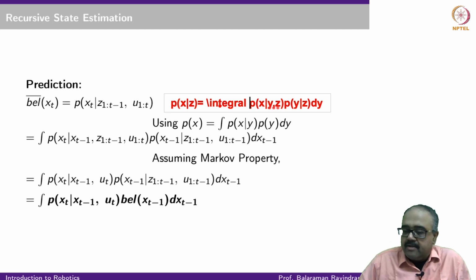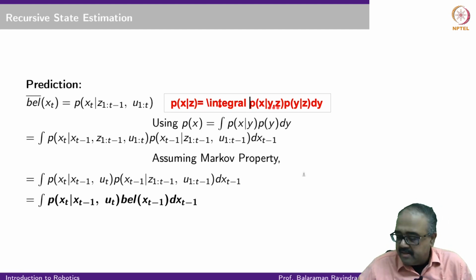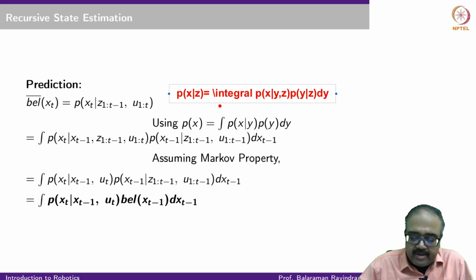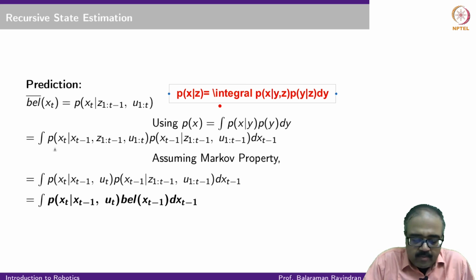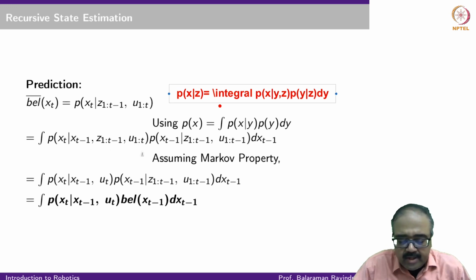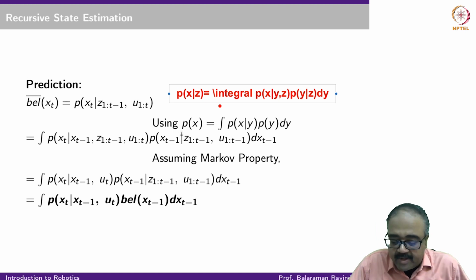I can take the integral of that, and that gives me the expression that I want. Okay, so that's exactly what we are doing here now. Now that I want probability of x given z, u, I am going to do probability of xt given xt minus 1, z1 to t minus 1, u1 to t, times probability of xt minus 1 given z1 to t minus 1, u1 to t minus 1, dxt minus 1.